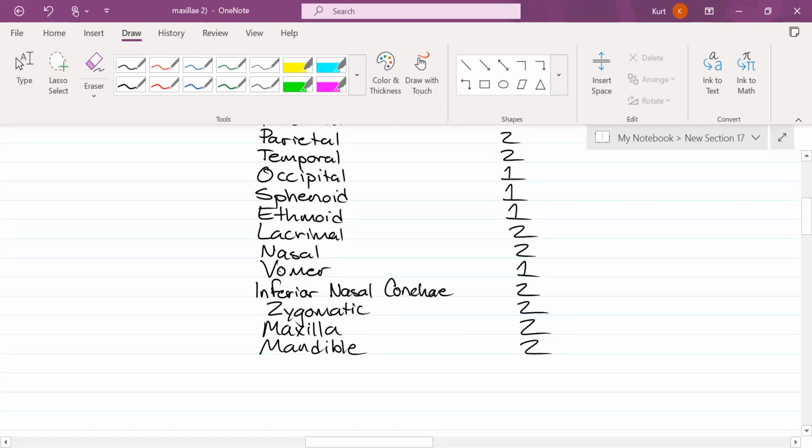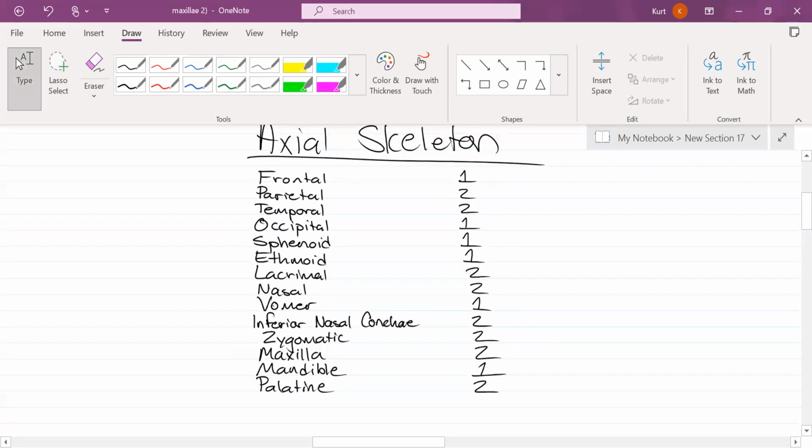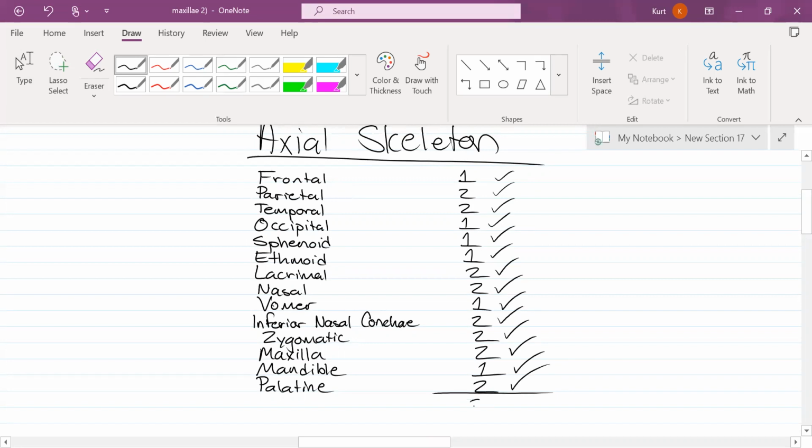And there's one more pair that we're missing. Oh, excuse me. That is one. It's the second time I've done that today. What's the last pair we're missing? Palatine. How many? Two. I think that's it. So let's count them up. 1, 2, 3, 4, 5, 6, 7, 8, 9, 10, 11, 12, 13, 14, 15, 16, 17, 18, 19, 20, 21, 22. Perfect. That is the total for your skull.